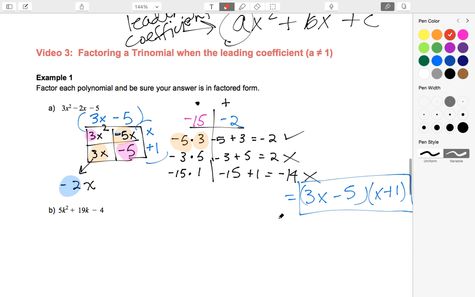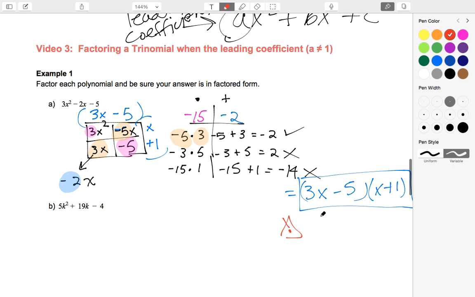Okay. As a word of caution, making sure that you know how to be problem solvers, you can even check to make sure your binomials multiply to give you the original. So check your answer by multiplying the two binomials.